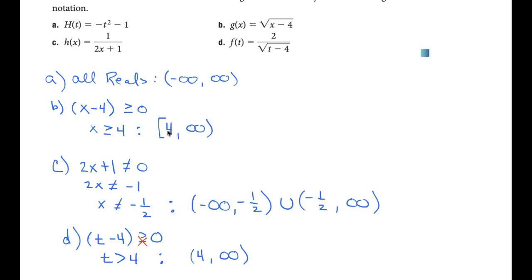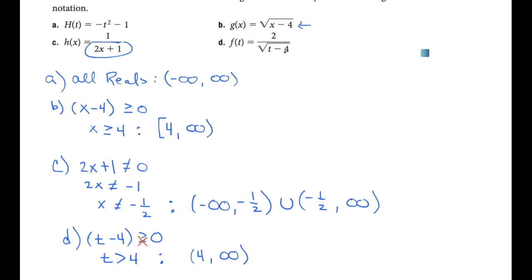And if you think about it, if you just plug 4 in to this equation right here, you're going to get 0, and you can take the square root of 0. So just think those through a little bit once you've written them down. On C, 2x plus 1 can't equal 0, so this whole denominator here cannot equal 0. So you set 2x plus 1 not equal to 0. So you end up with x not equal to negative 1/2, and you write the interval notation like this. So everything except for negative 1/2 is written like that.